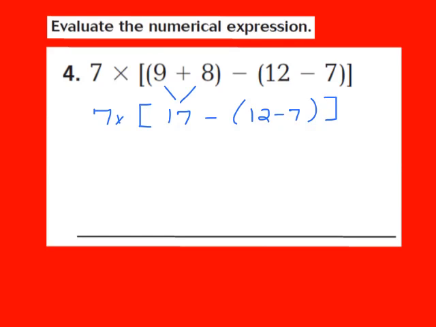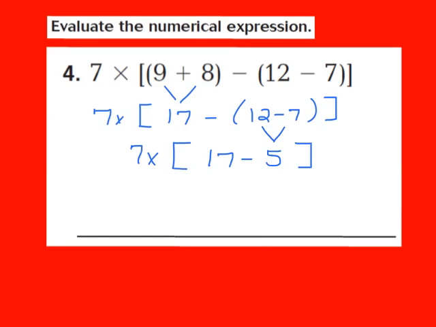Now, in looking at my problem, I see that I still have a set of parentheses that I need to simplify or evaluate. So what I'm going to do next is take 7 away from 12, and 12 minus 7 leaves me with 5. So I'm now going to go ahead and rewrite the rest of my problem. I still have 7 times, then I have my bracket, and then I end up with 17 minus 5, and that's what's going to be inside my set of brackets.